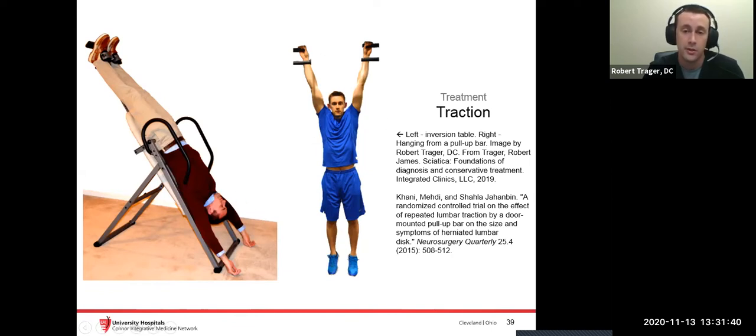The other thing you can do is you can hang from a pull-up bar if you're strong enough to do so. Just 10 seconds, 30 seconds, a few times a day. There was a randomized trial on that showed it gave people a lot of relief.